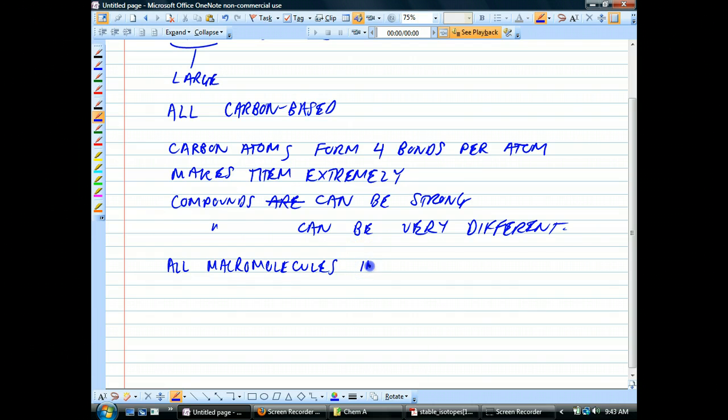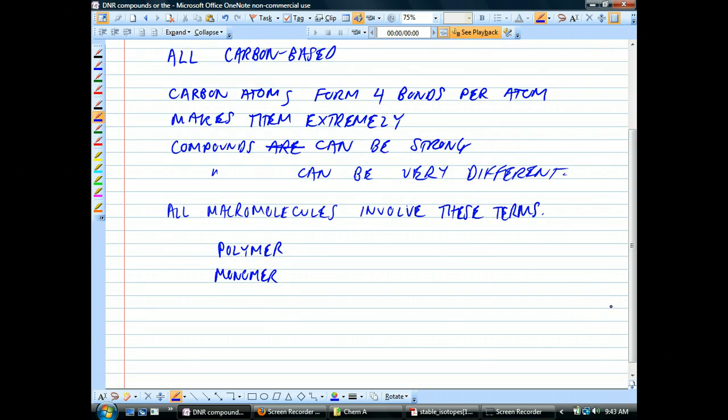They involve these 2 terms. So these are 2 terms you guys have to know. And they are polymer and monomer. Okay? Polymer and monomer. Mono means one, single thing. Poly means lots of them. And mer is like molecule.